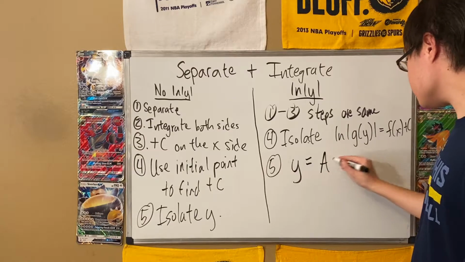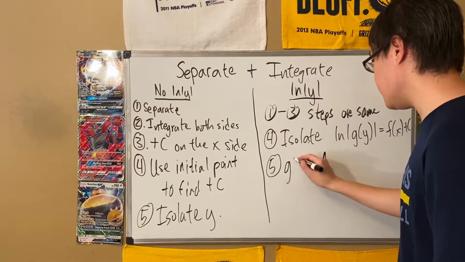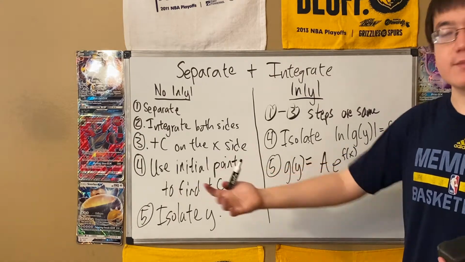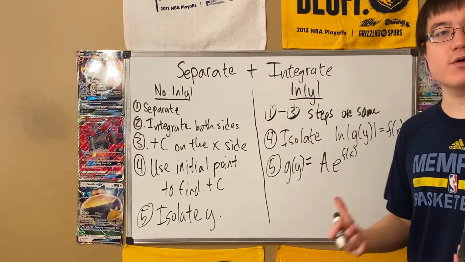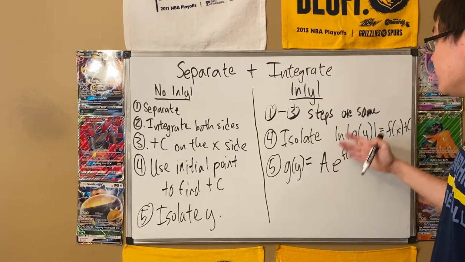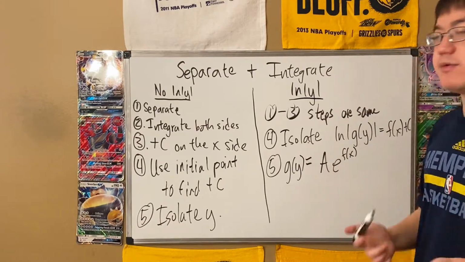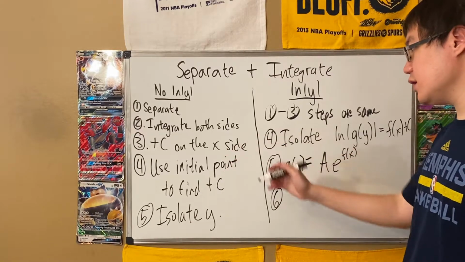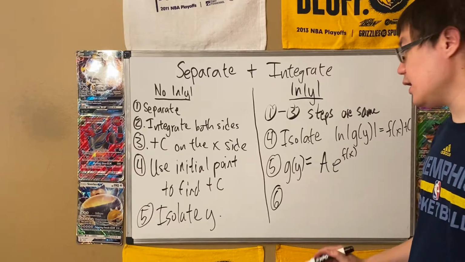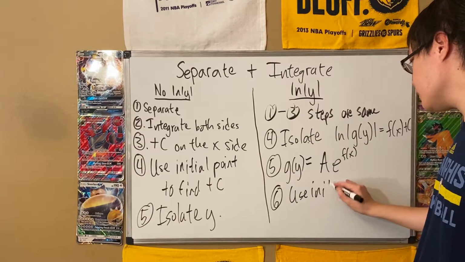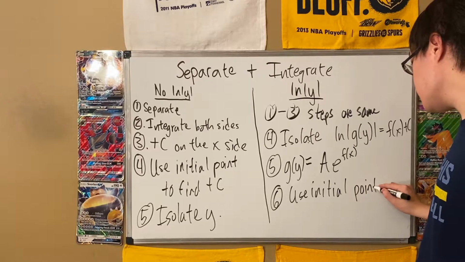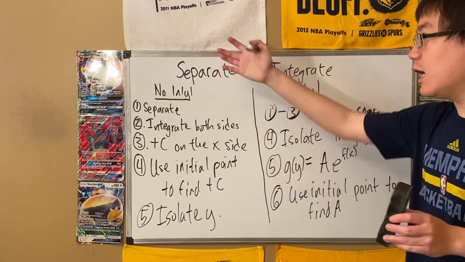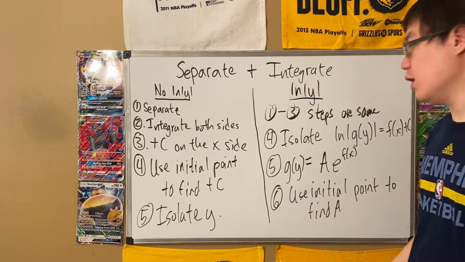So g of y, whatever is in the parentheses, is equal to a e to the f of x plus c. The plus c becomes an a, so you're left with just this formula right here. And this formula is going to be very easy to solve. Keep in mind that we basically changed the ln to an e, so that we got rid of the ln, because ln's are a little bit tricky. Finally, you're going to use the initial point again, not to find plus c, but to find a instead. And finally, just like in the non-ln of y case, the last step is to find y.